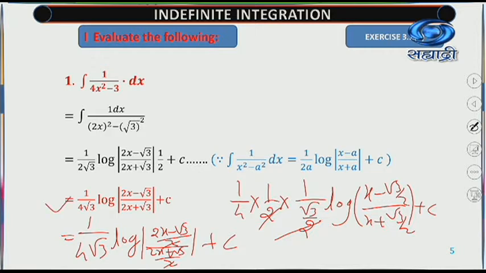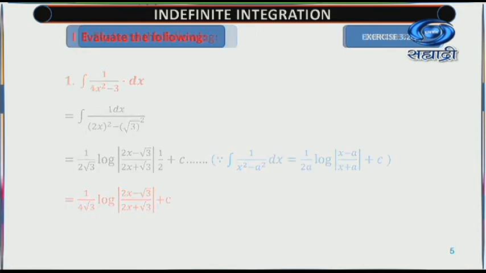So the alternate method is also applicable. If you don't remember the formula, you take 1 upon 4 and factorize; by factorization also you are able to solve. So there are 3 alternative methods to solve this example. Use any method, but solve the example, and you will get the same value here, that is 1 upon root 3 log mod (2x minus root 3) upon (2x plus root 3) plus constant of integration.